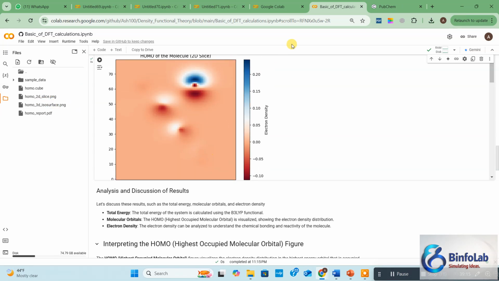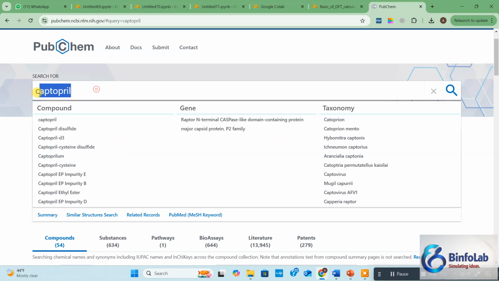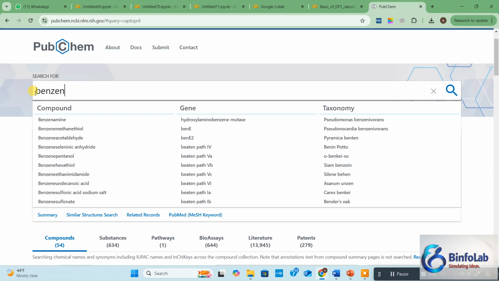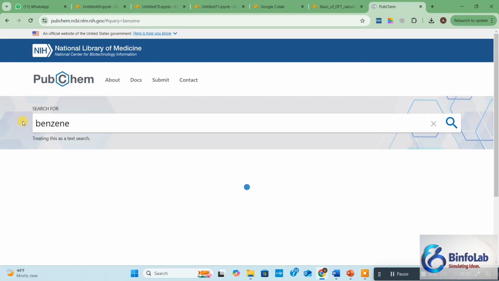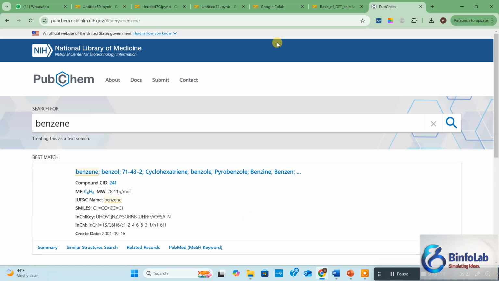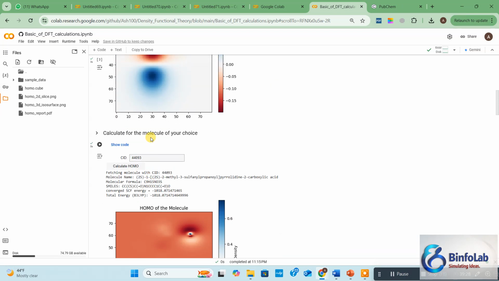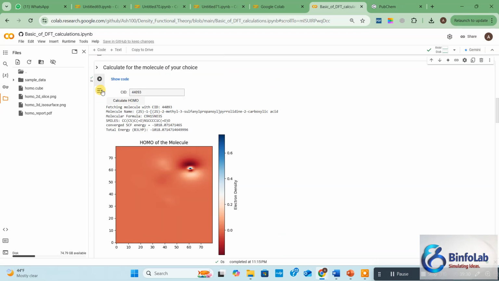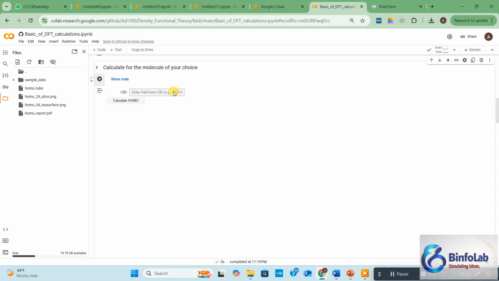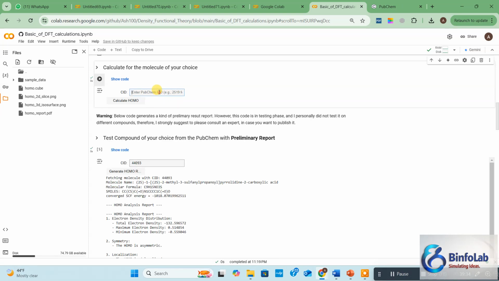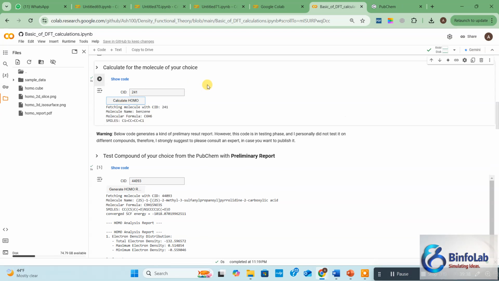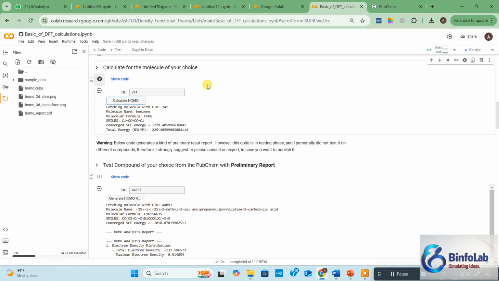Okay. Now these are the two individual images for the ISO surface, and you can download them. Let's say, why not we try benzene to see the behavior of this code. Benzene is 241, and let's see. Okay, first you have to run this. When you run this, it will ask you for 241. Now click calculate HOMO. Let's see how this code behaves and how the down code behaves.